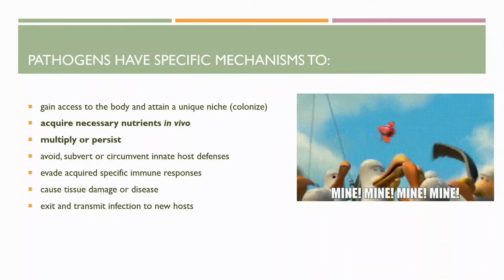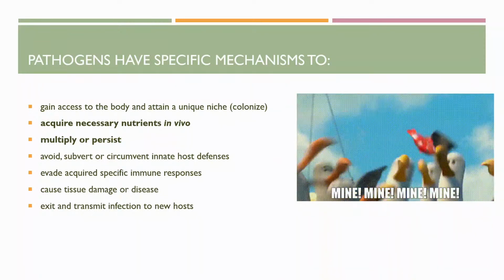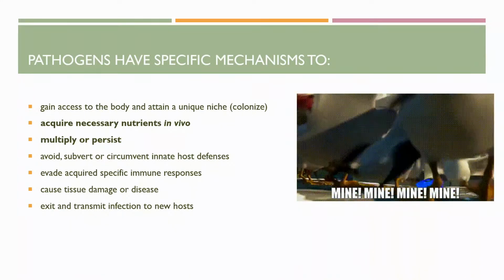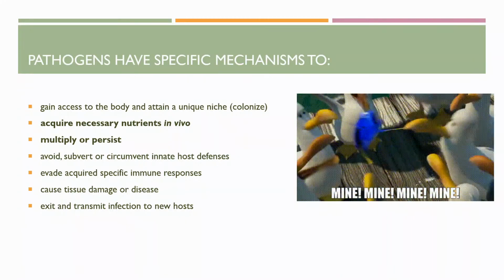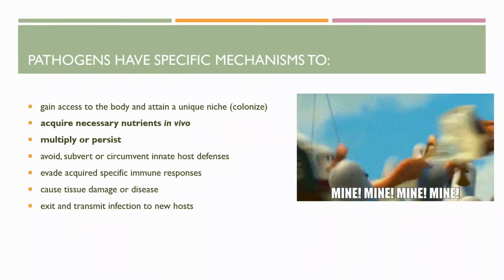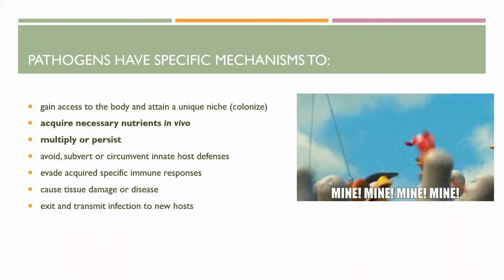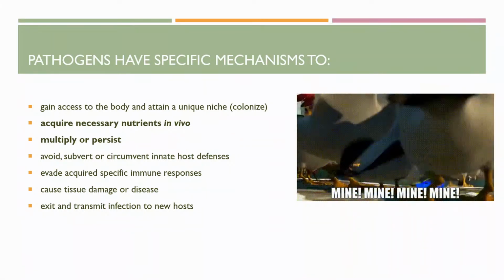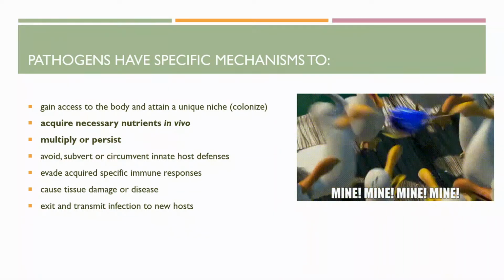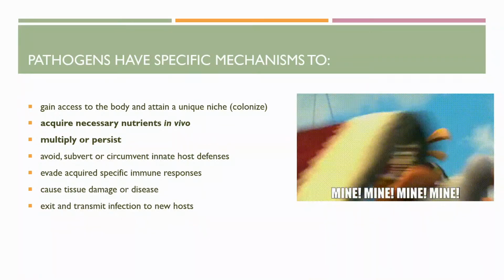In vivo means in the body or in the model organism. In vitro, on the other hand, means in a dish or in the laboratory setting. So just a heads up there. So it's got to acquire the necessary nutrients and then be able to multiply and persist for it to become an actual infection.